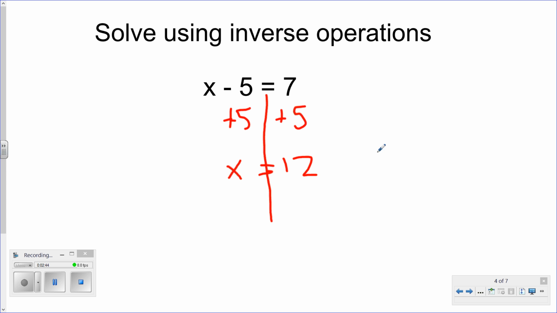Let's test it and see if it works. 12 minus 5 equals 7. That is true, so I know that x equals 12.